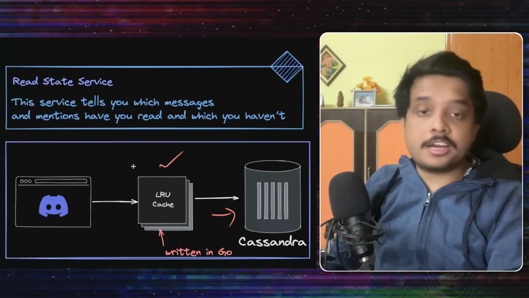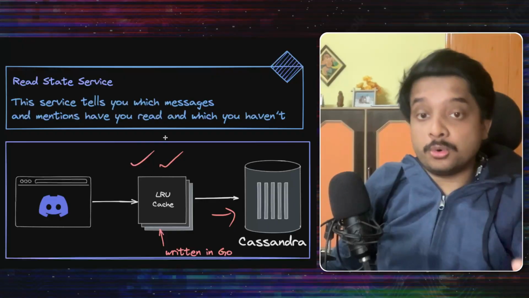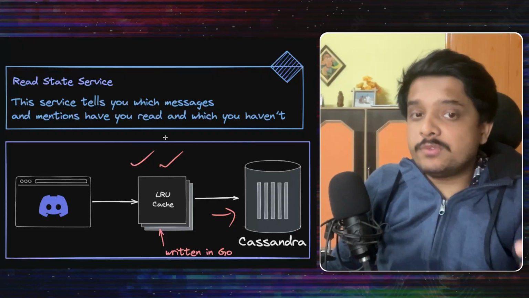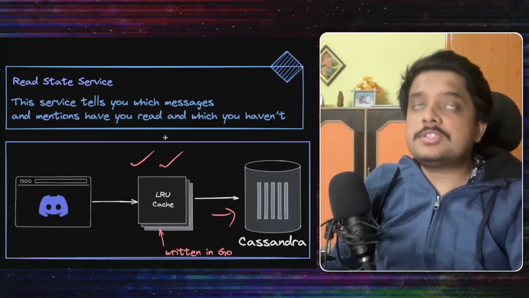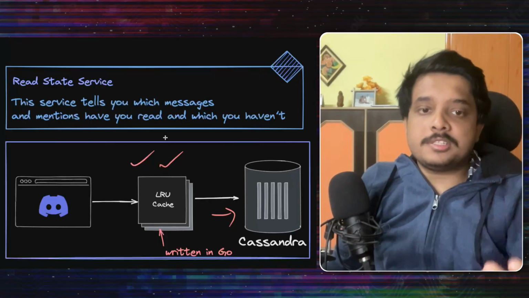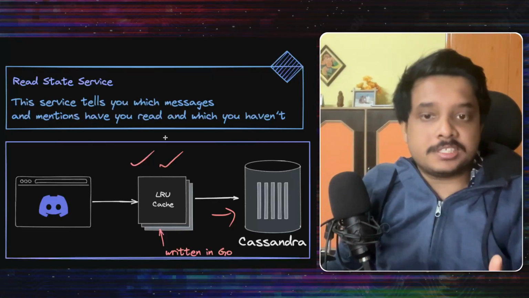Now, this service, this LRU cache, was written in Go. And this was the component they had to move to Rust. And we will see why. Okay, now see, this cache has to be super, super performant. Performance is the reason they have this cache, right?